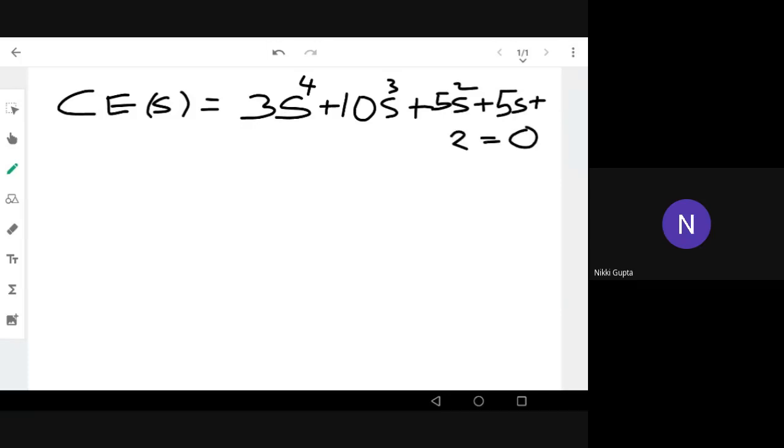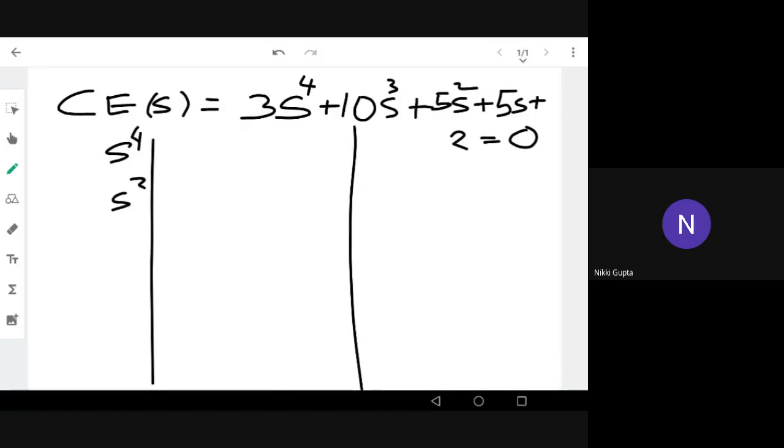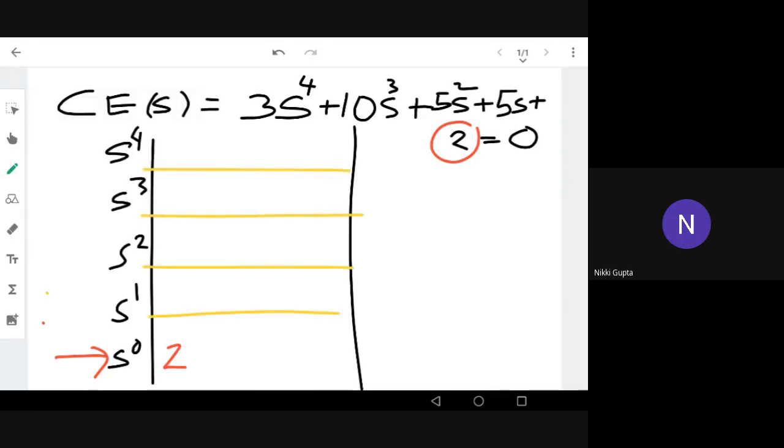Now we have to check whether this is a stable system or not. First we'll write the Routh array. Start from s raised to 4, s raised to 3, s raised to 2, s raised to 1, s raised to 0. Corresponding to s raised to 0 is the last element, 2, so immediately I can write 2 here, no doubt, right? Now these are the rows: first row, second row, third row, fourth row, and this is the fifth row.